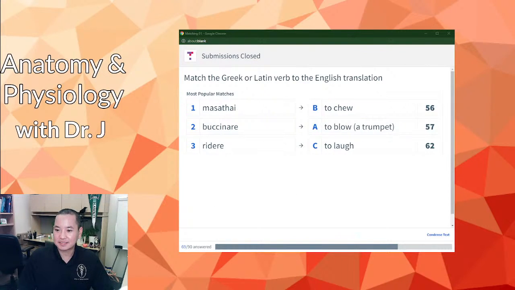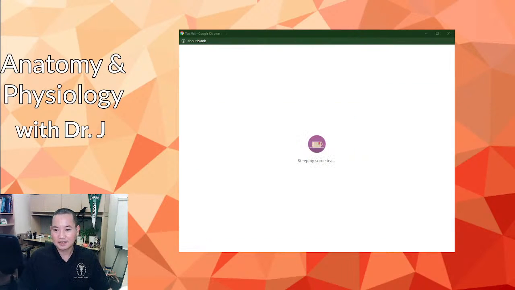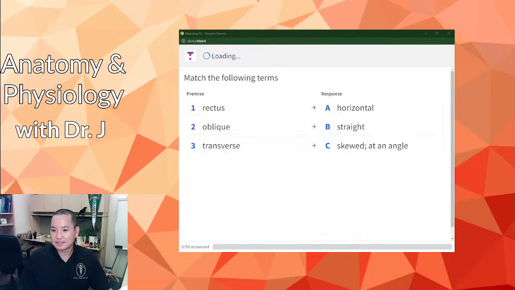Okay, let's see the responses. This is the most popular match, and most of you are correct. Some of these don't tell you the description of what they look like in the name, but they tell you what they kind of do. Are you going to chew with another part of your body besides your head? Are you going to blow a trumpet with another part of your body somehow besides your mouth? Or are you going to laugh with another part of your body besides your mouth? So these all tell you some sort of information, but you need to know the root word. And let's see, oh yeah, this is another useful root word question.